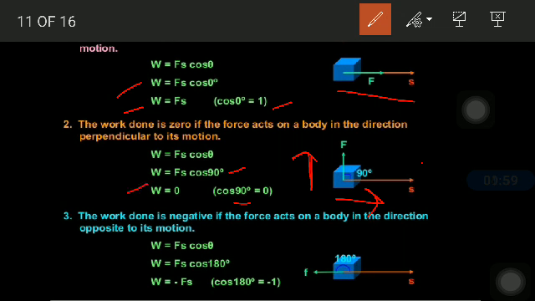Work done will be negative if the force acts on a body in the direction opposite to its motion. So here if you look at the picture carefully, the force is in opposite direction to the displacement. Both of them are making 180 degree angle. So in the formula W equals Fs cos theta, we will place the value of theta to be 180 degree. Since cos 180 is minus 1, W equals minus Fs.